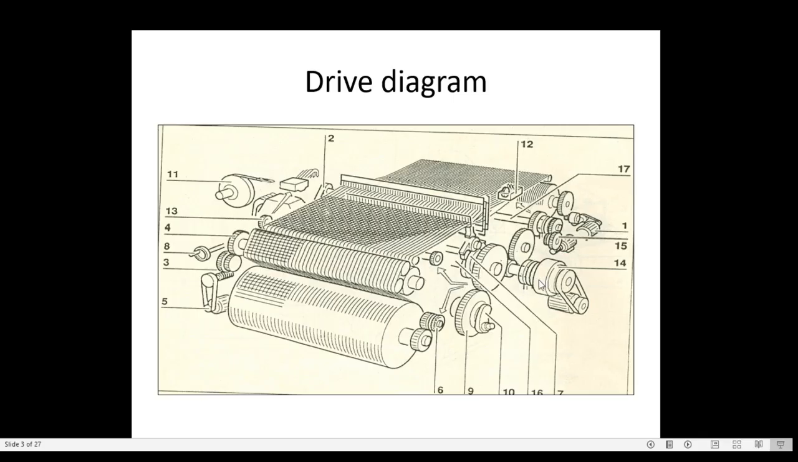Then 14 is main drive and brake. Sorry, 14, this is main drive and clutch and brake here. Then 15, slow speed gear motor, 15th is here. And 16th, main driving shaft. So 16 is here, main driving shaft. Then 17, rear driving shaft. So we can see here this is the rear driving shaft 17. From here the drive has gone to the rear shaft also.